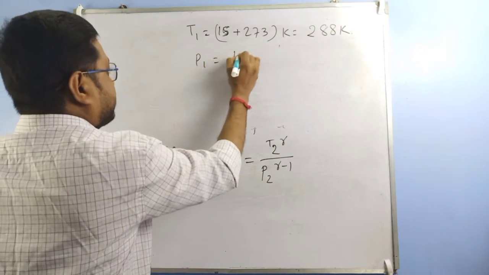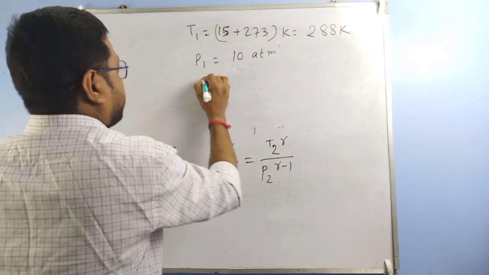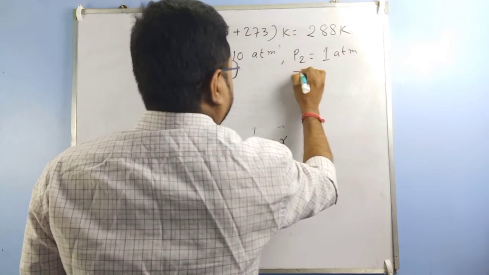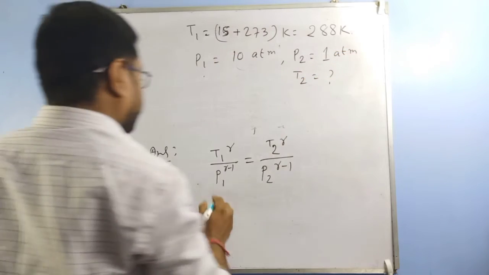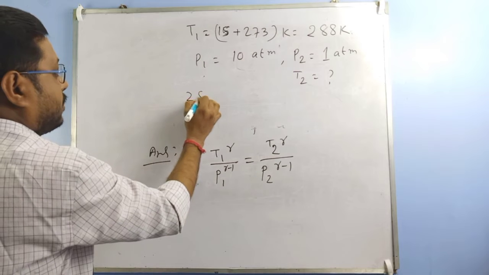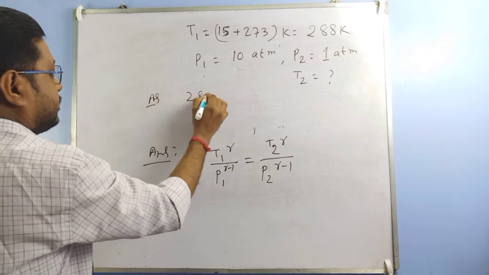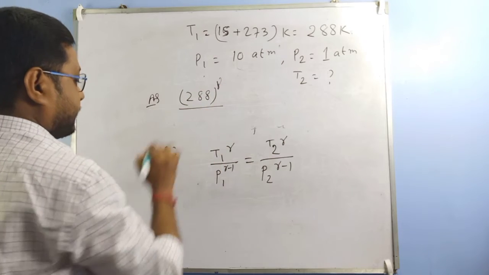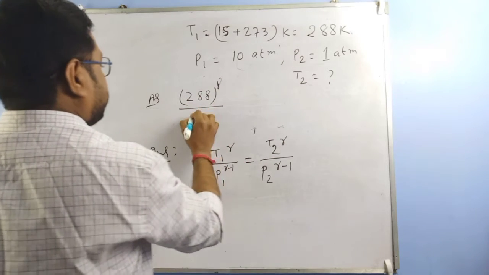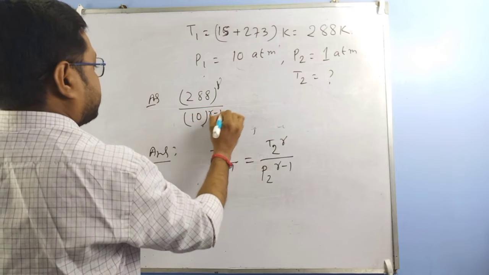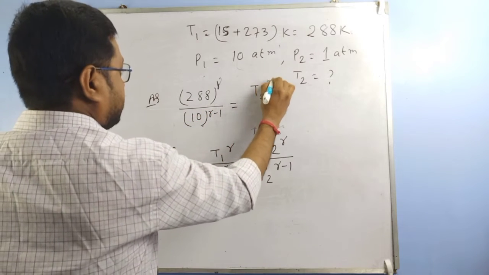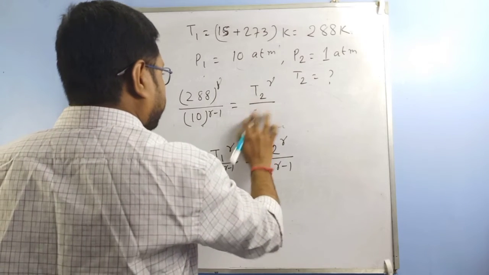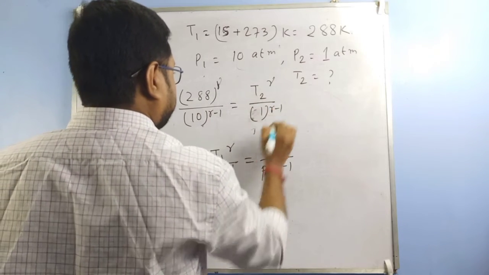P1 is 10 atmospheric pressure, P2 is 1 atmospheric pressure. We can find out the value of T2. So T1 to the power gamma by P1, that is 288 to the power gamma by 10 to the power gamma minus 1, is equal to T2 to the power gamma by P2, that is 1 to the power gamma minus 1.